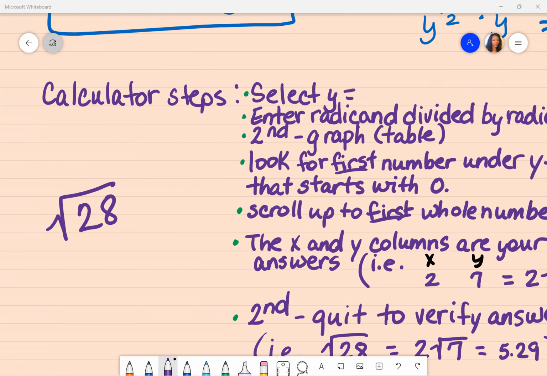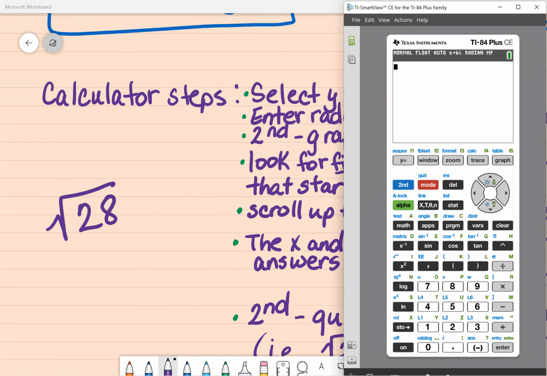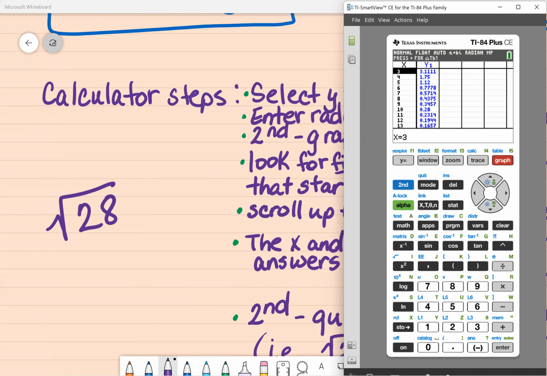Let me locate my calculator. What you want to do is go to your y equals button. Your radicand is the number under the radical. So I'm going to take 28. I'm going to divide it by x. Now, in this case, I have a square root, so it's going to be x squared. Then I'm going to go to second graph. And what I'm looking for is the first number that starts with like a 0 point something. So once I go down to that, in this case, it happens to be 6. That's going to tell me to scroll back up and find the next whole number under the y column, which is 7. So my answer is going to be 2 radical 7.